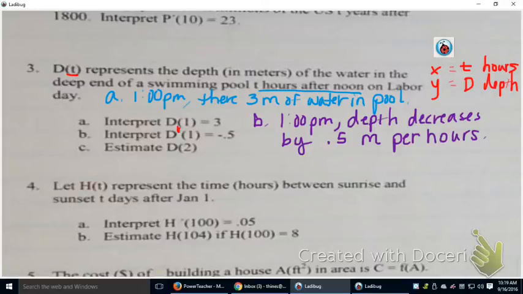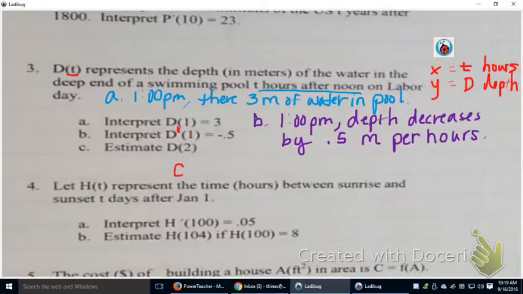Now that does not mean that at 2 o'clock the depth could not be increasing by 1 meter. We don't know what's happening at all the other times. We only know at that one time what's going on. Now some possibilities about why that could be happening. It's Labor Day. Maybe they're draining the pool, and maybe it continues to decrease the rest of the day. Maybe somebody jumped in the pool and then several people needed to get out because they needed to go eat, and so the water decreased when all these people got out. So that could be lots of different situations. We don't know because we don't know what the rest of the things happened.